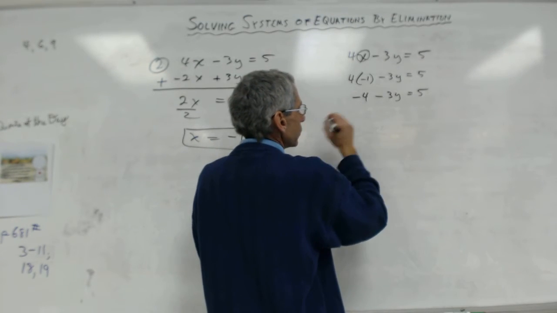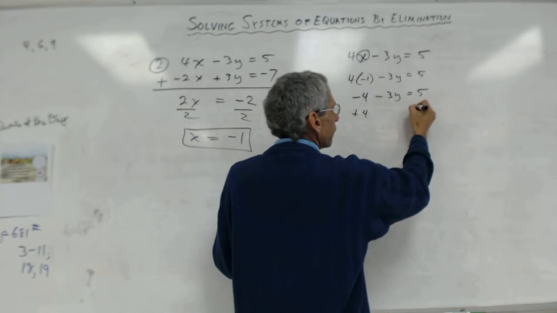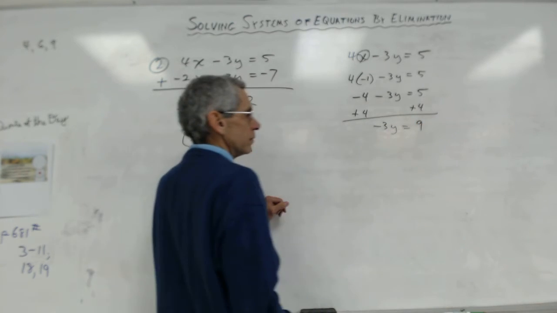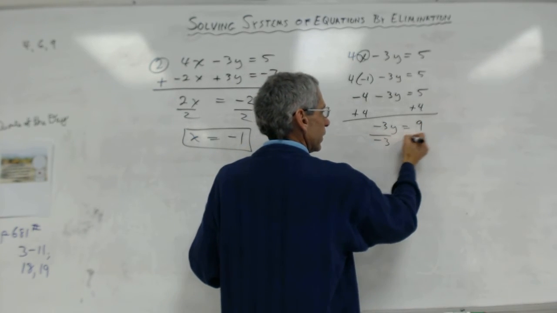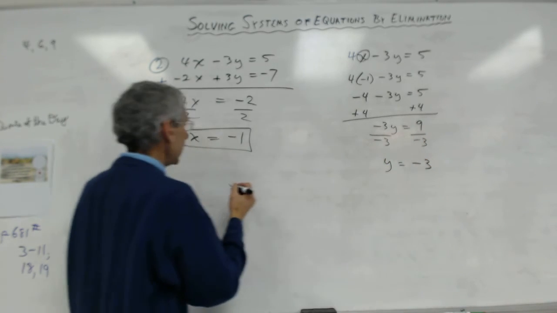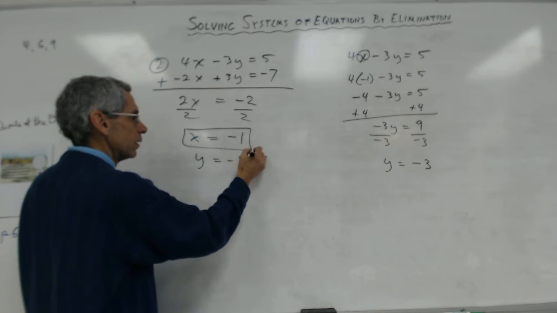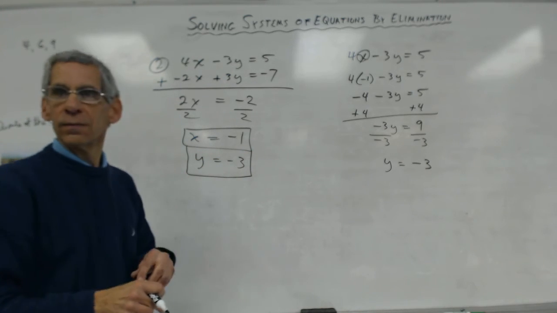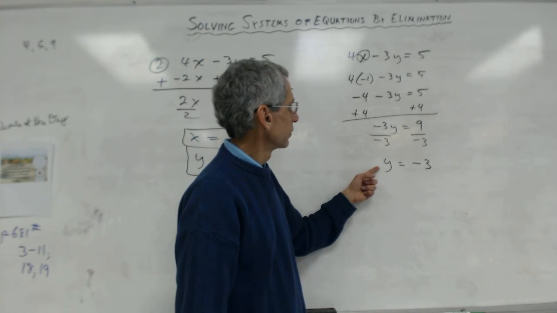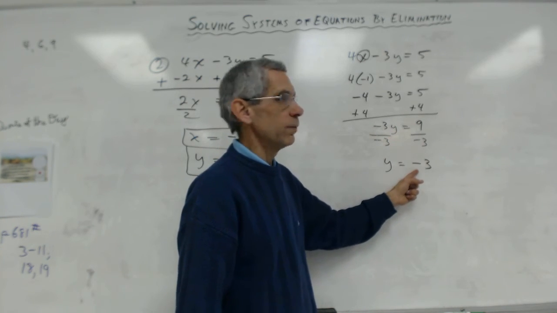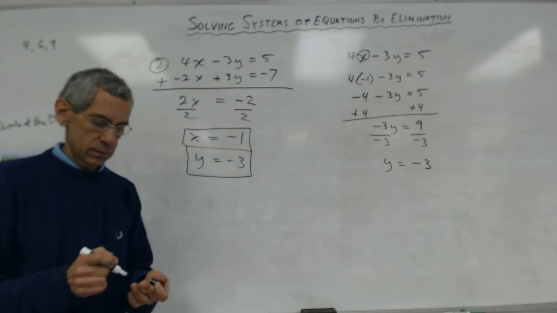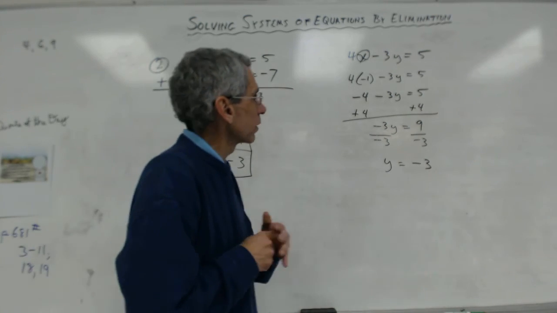All right, so this x is going to have to be negative 1. 4 times negative 1 minus 3y equals 5, so negative 4 minus 3y is equal to 5. Now I'm going to add 4. I've got negative 3y is equal to 9, and I'm going to divide by negative 3. Y is equal to negative 3. Positive divided by negative becomes a negative. Does it make sense? All right, so that's how it works.